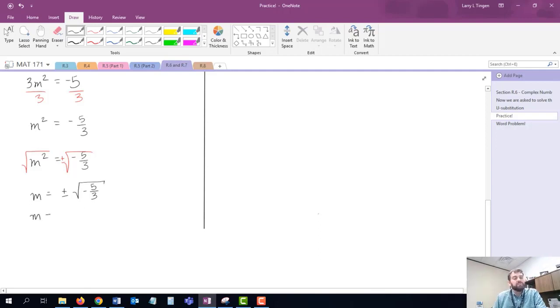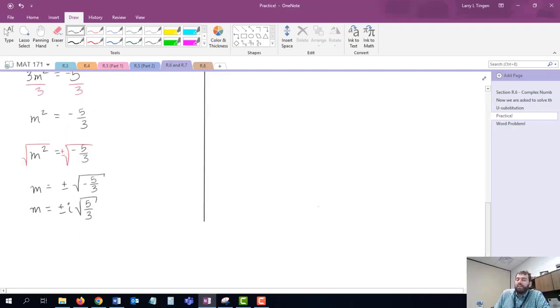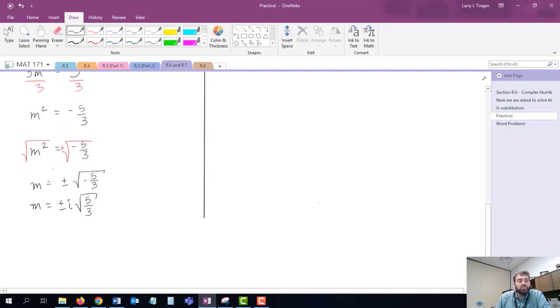The first of which is this is complex. There's a negative under the root, so I can bring out the i, and that's going to leave me with root 5/3. Now, I have a radical in the denominator. That is not allowed, right? So I do need to rationalize the denominator.